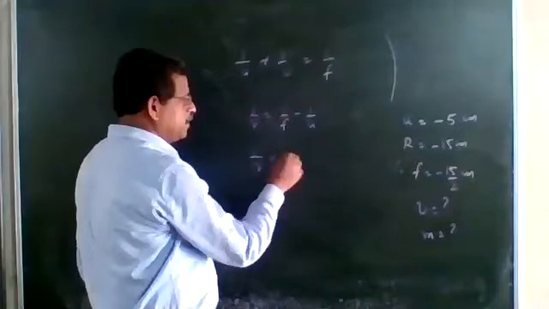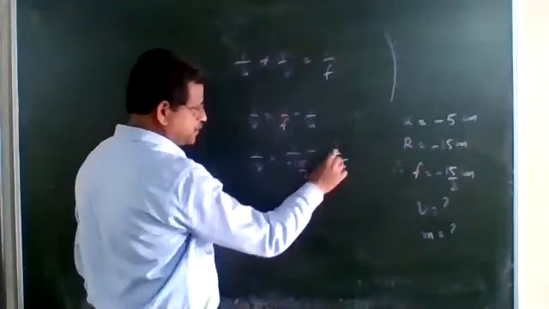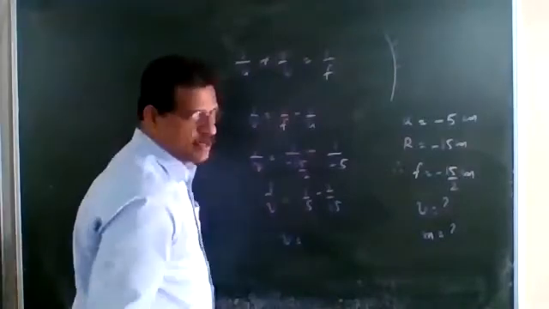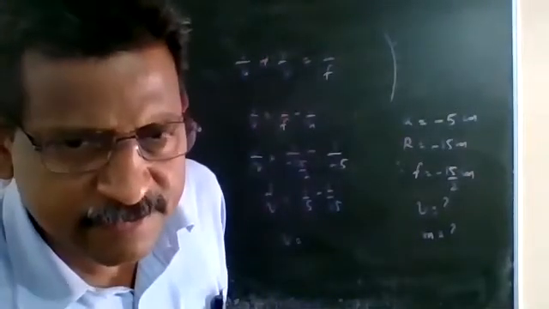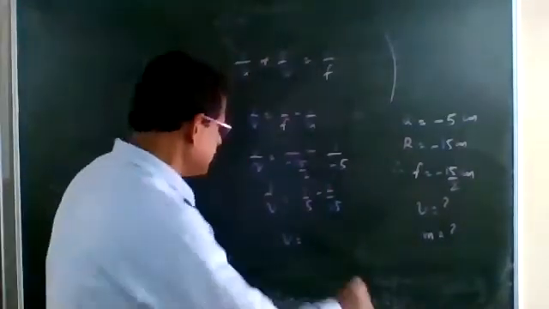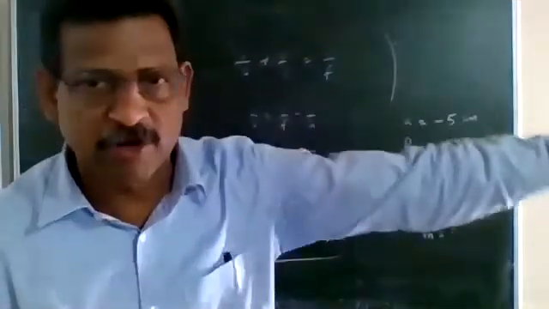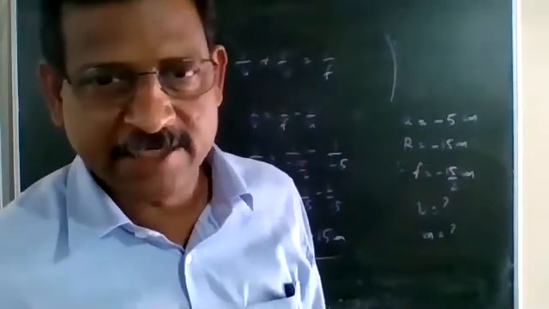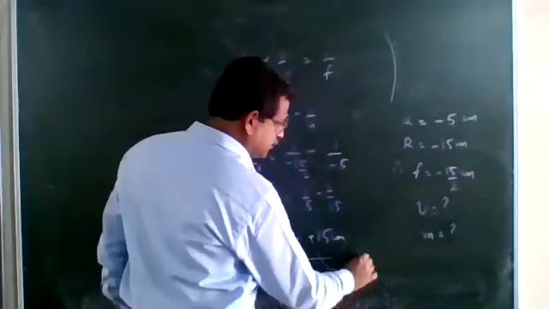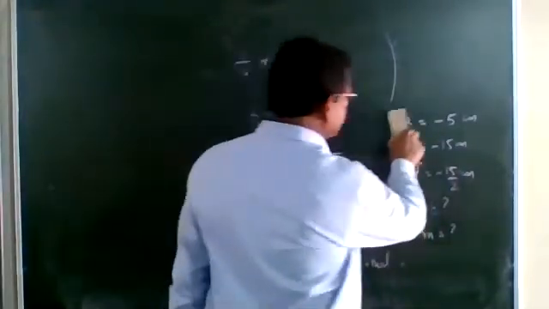1 by v equal to 1 by f minus 1 by u, which is minus 2 by 15 minus 1 upon minus 5. This is 1 upon 5 minus 2 upon 15. So v equal to, is it minus 15 or plus 15? Plus 15 centimeter. What does plus 15 centimeter stand for? Plus sign means the image is on the right side, so it's a virtual image.